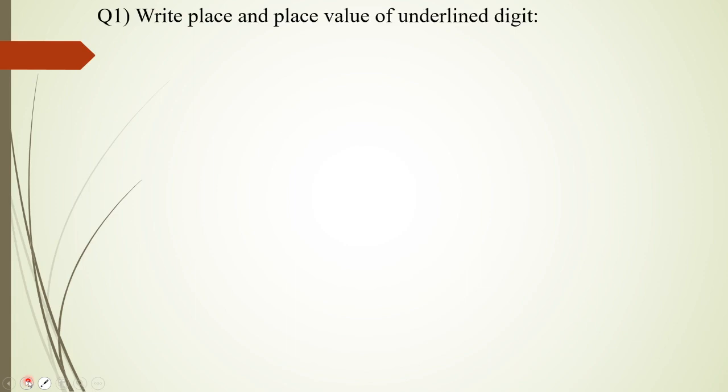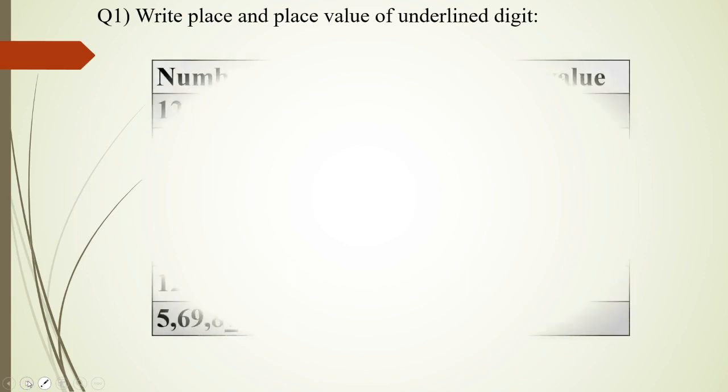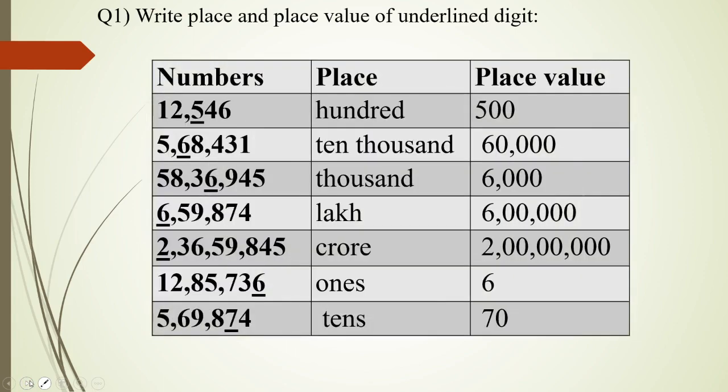Next is expanded form, but before going to that, here is one exercise. Write the place and place value of the underlined digit. Let's look at this chart. The numbers are given here. You have to find the place and place value. Now the first number, who will read the first number? 12,546 is there, and the underlined digit is 5.